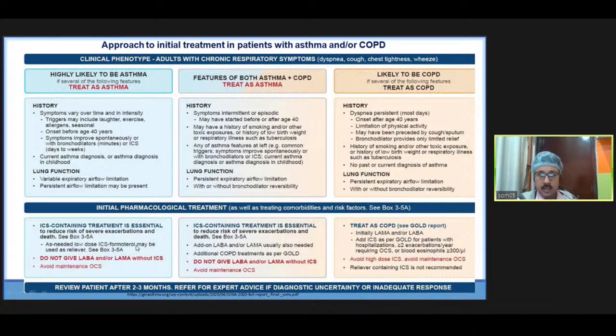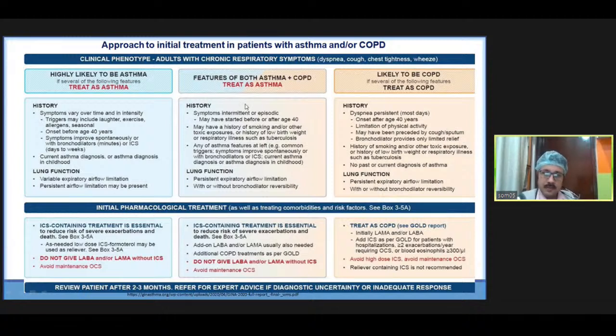So ICS plus formoterol, that means a LABA plus ICS combination, is important. So do not give LABA and LAMA without ICS. In asthma, ICS is very important. We should start with ICS, and the LABA plus ICS combination is important. Here, only a very small dose of LAMA. So LABA plus ICS in asthma.